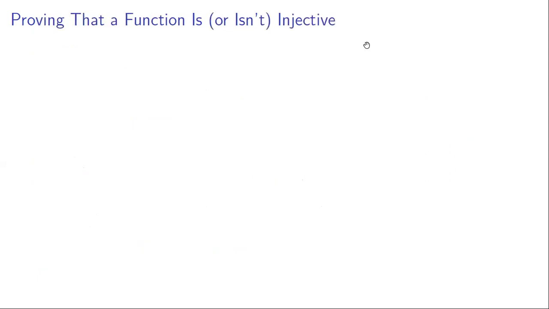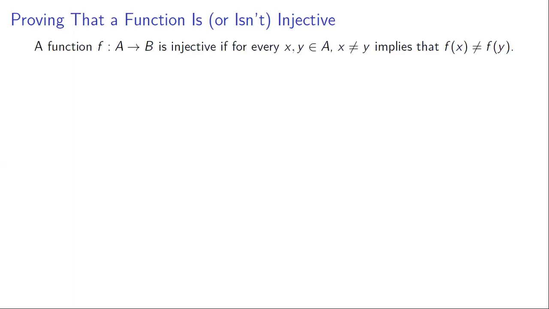Okay, so we've seen examples of functions that are or aren't injective or surjective. Now let's get more formal about it. How do we prove formally that a function is or isn't injective? So let's remember the definition. A function f from A to B is injective if for every x and y in A, x not equal to y implies that f of x is not equal to f of y. So how to prove that a function f from A to B is injective?